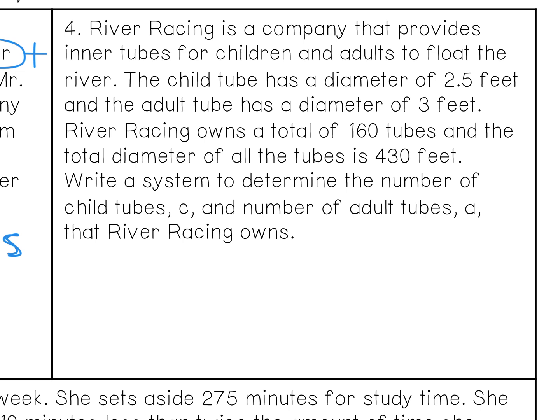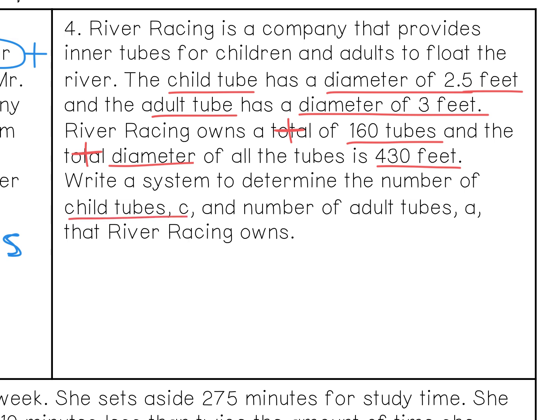River Racing is a company that provides inner tubes for children and adults to float the river. Okay, child tube has a diameter of 2.5 feet, and an adult tube has a diameter of 3 feet. River Racing owns a total, there's a plus word, of 160 tubes, and the total diameter is 430 feet. So they're not using X and Y here. They're using C for child and A for adult.